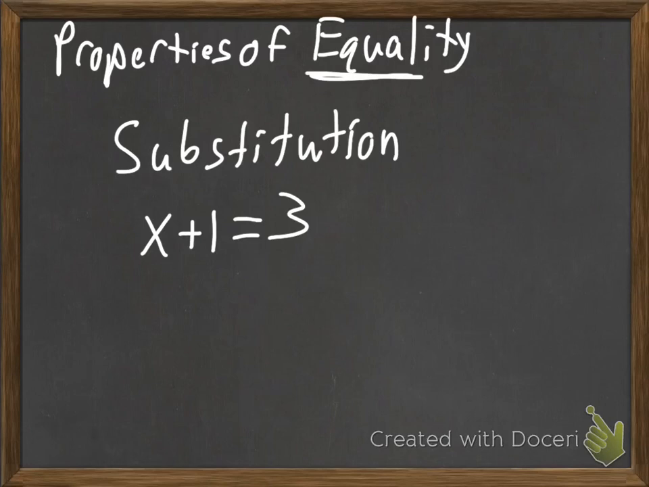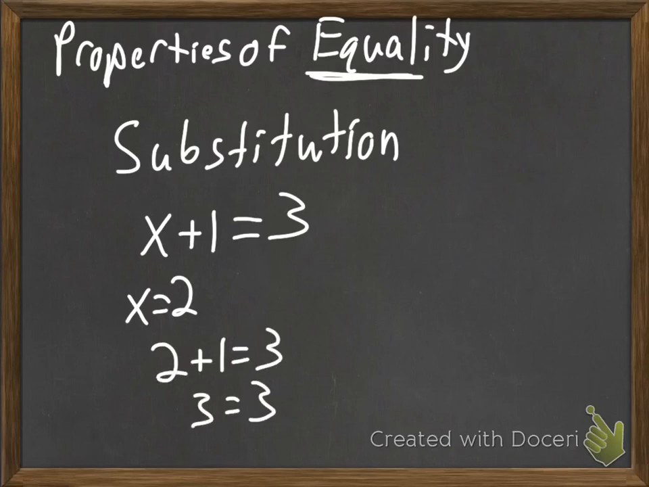So what number would we substitute in to make this work? Well, we need something that'll make 3. We have plus 1. Well, what plus 1 is 3? 2. So this says if we let x equal 2, this is true. So we do 2 plus 1 equals 3, and 3 equals 3. So it is true. And that is all the properties of equality.